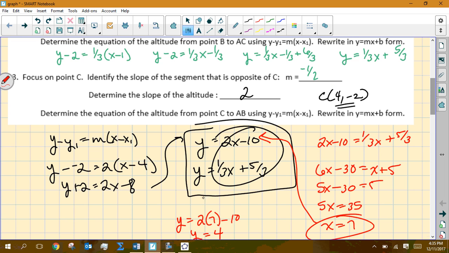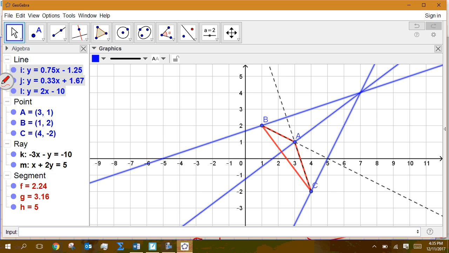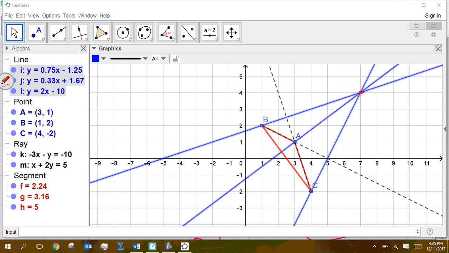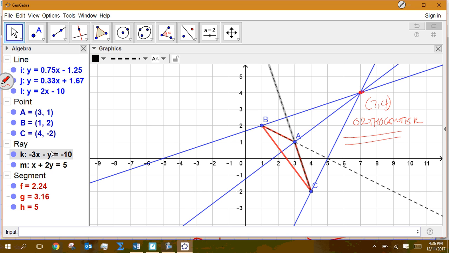So my ordered pair for my point of concurrency here is in fact 7, 4, which is the orthocenter. Okay, every problem that they ask you for in regards to finding the orthocenter is that process. This is a great example to show you that the orthocenter can show up on the outside of the circle, or sorry, outside of the triangle, not circle. The next question, obviously the same procedure.